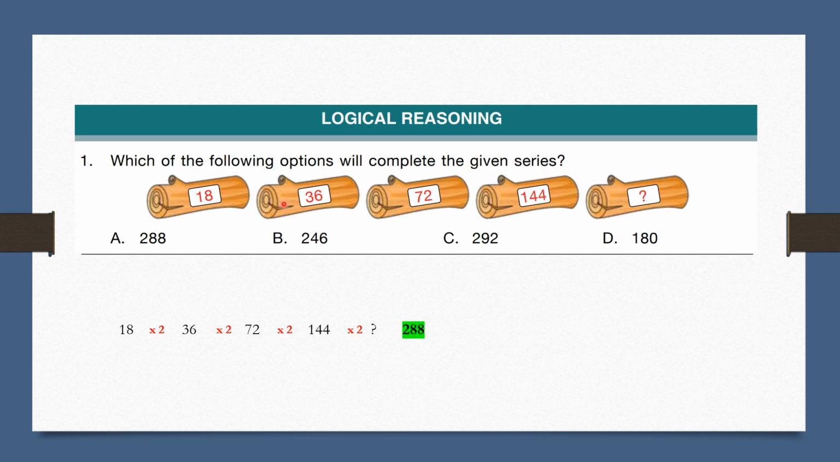So 18 times 2 is 36. 36 times 2 is 72. 72 times 2 is 144. So 144 times 2 will be 288. So answer is option A, 288.